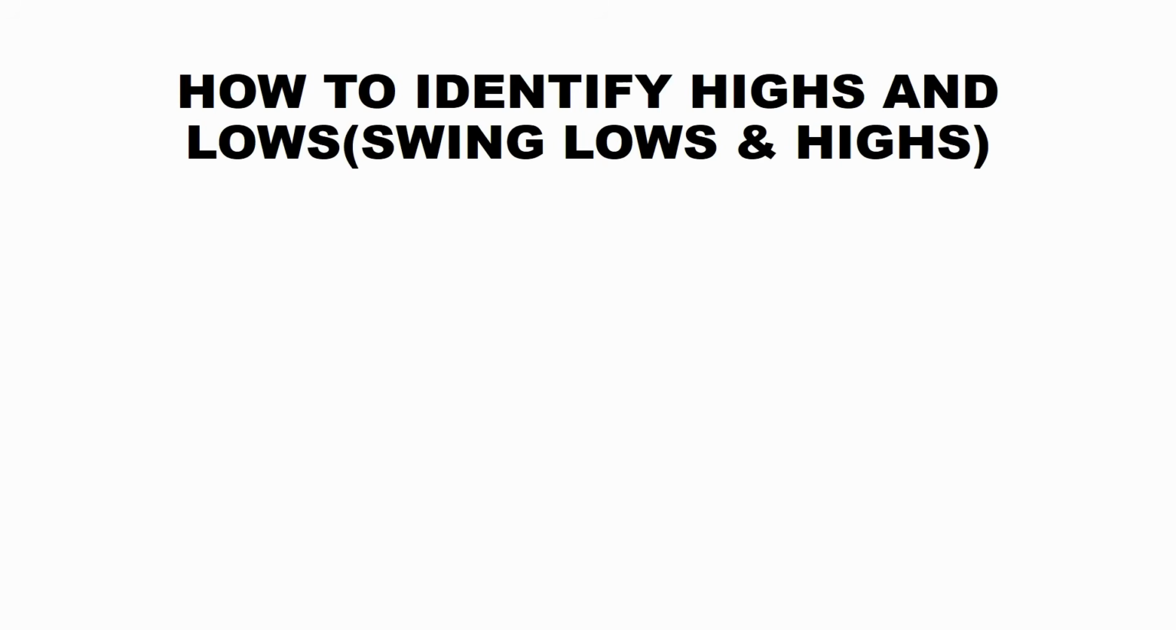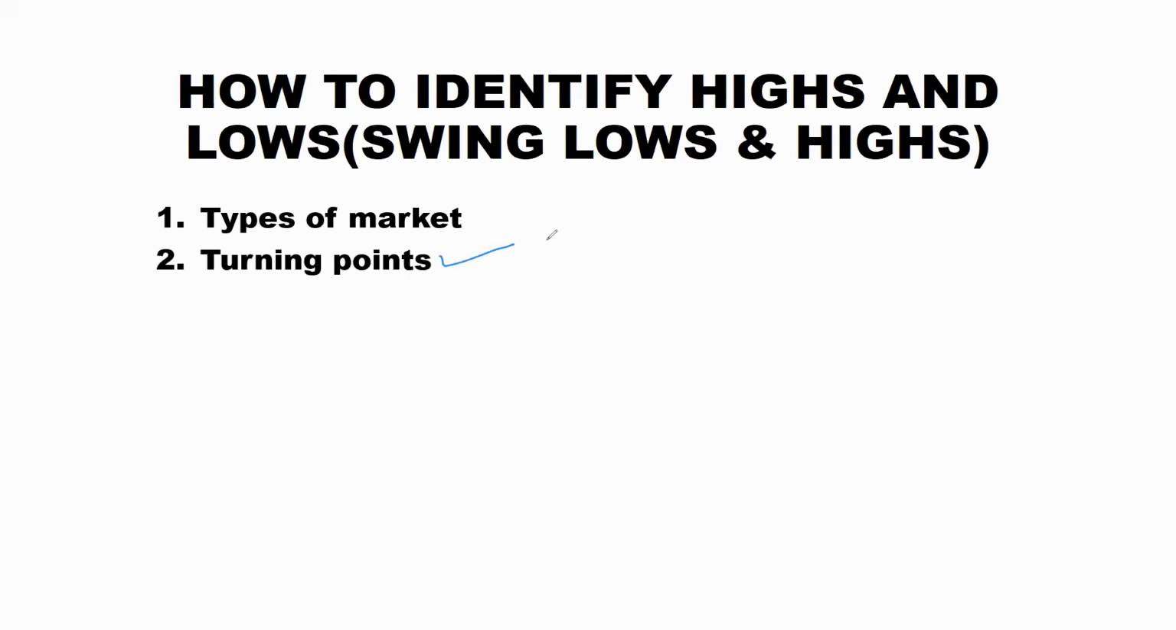So we're going to be focusing on majorly two things that are going to help us identify highs and lows properly. Some of you call them swing lows and swing highs, right? Now, what are these two things? The first one is the type of market. I've been talking about this a lot in our previous videos, so we're not going to spend a lot of time on it. Where we're going to spend a lot of our time is the second one, the turning points. Why are we going to focus so much on the turning points?